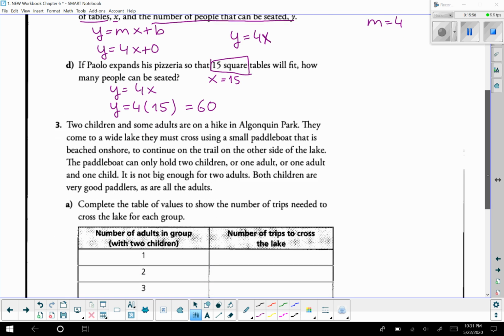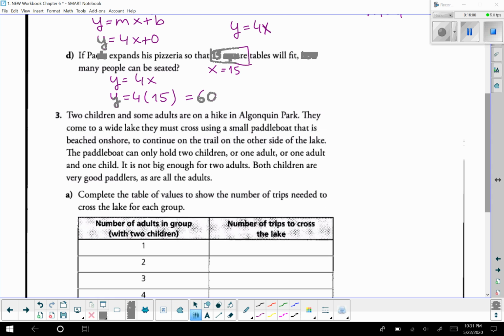All right. Next question. Two children and some adults are hiking in Algonquin Park. They come to a wide lake. They must cross using a small paddle boat that is beached on shore to continue on the trail on the other side of the lake. The paddle boat can only hold two children or one adult and one child. It is not big enough for two adults. Both children are very good paddlers, as are all the adults.